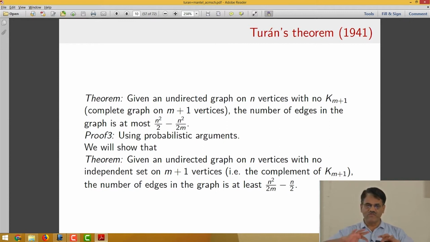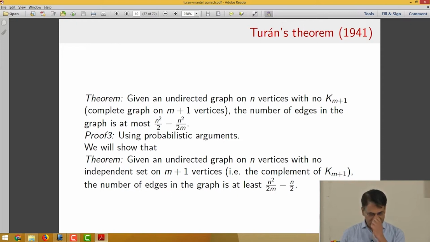Basically, you take your graph and look at the complement, and you are arguing something about the complement, because if the graph does not have K_{m+1}, the complement will not have an independent set on m plus 1 vertices, and if the graph has at most this many edges, the complement will have at least this many edges. So, I am going to prove it for the complement. We will assume my undirected graph on n vertices has no independent set on m plus 1 vertices.